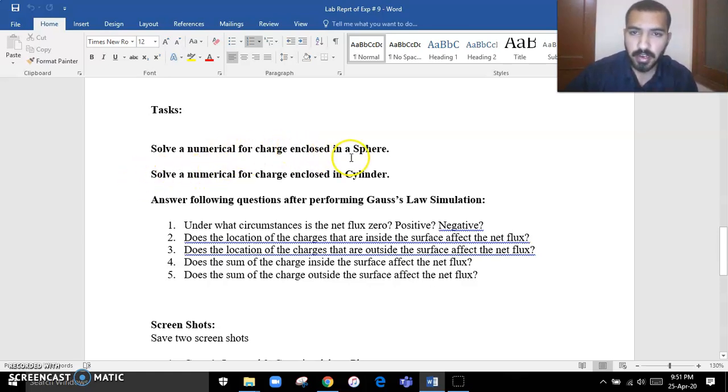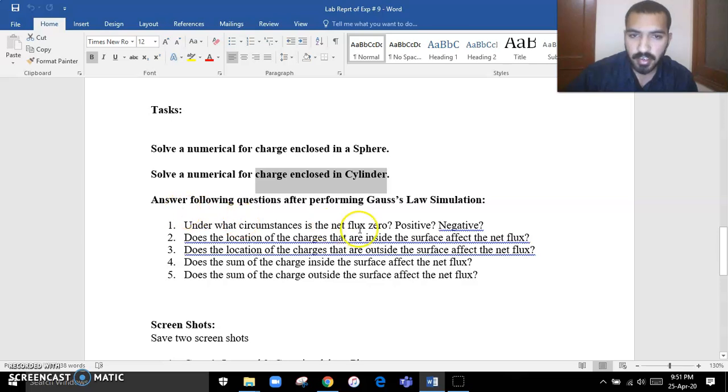So you just have to calculate these numericals, once for a charge that is enclosed in a sphere, and a second time for a charge that is enclosed in a cylinder. For sphere and cylinder you have both formulas, and the values are the same. You just have to calculate and write here the solution of your questions.